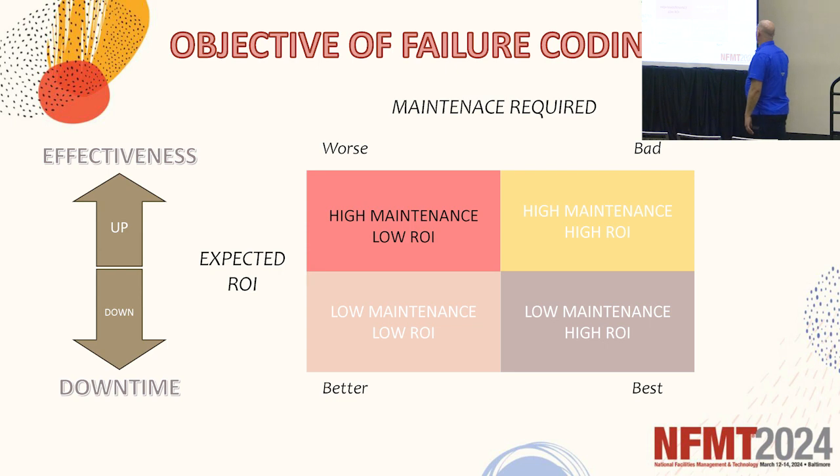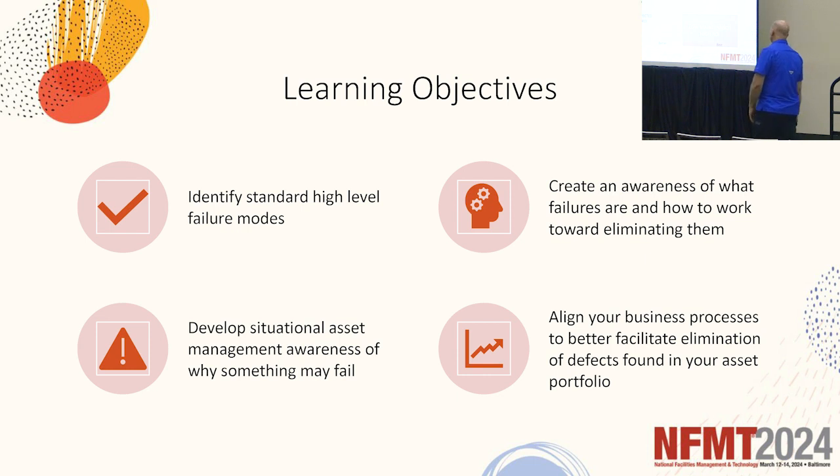The object is to get to that low maintenance, high ROI. I want to do the strategic maintenance, which is going to increase my return on my investment. I'm going to lower my costs. I'm going to apply time and get time back because now I'm planning my work around my failure codes and correcting them so I don't have to go back again. All right? So, you tell me, okay?